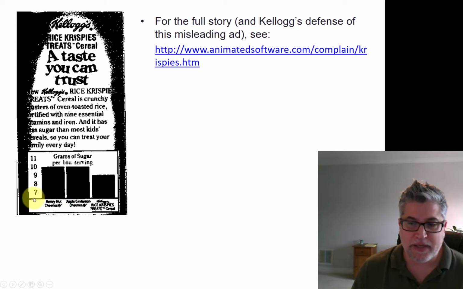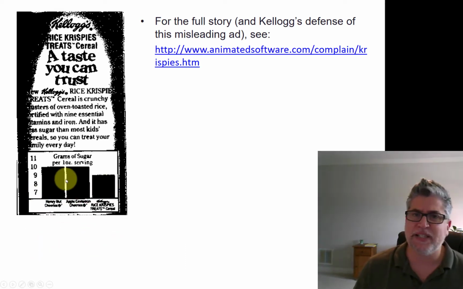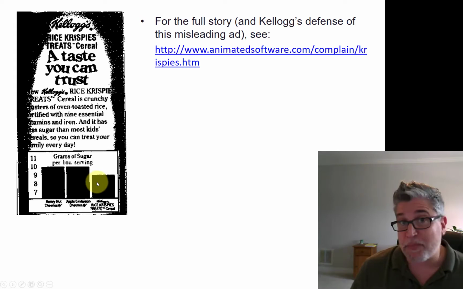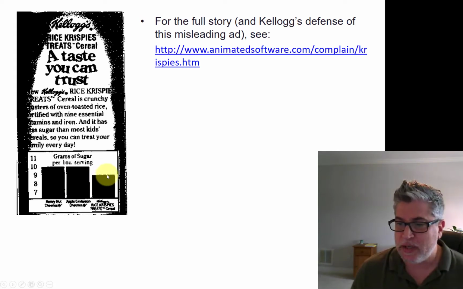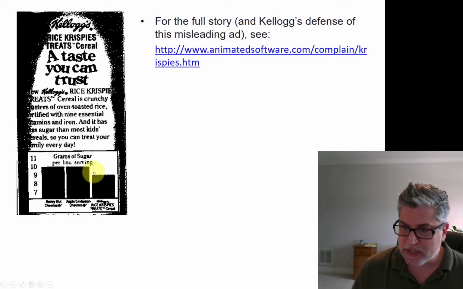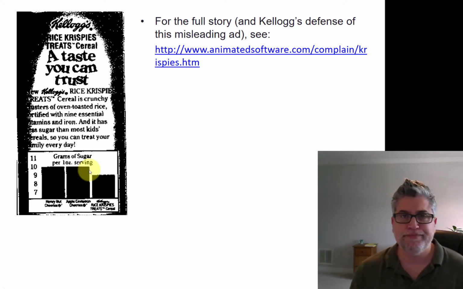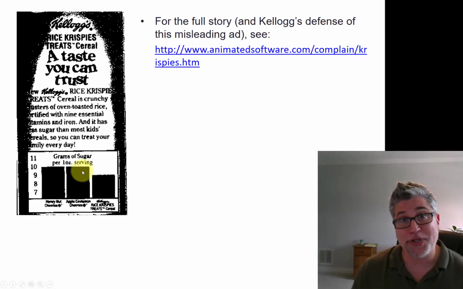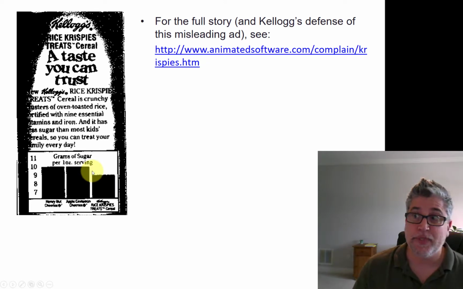Right? They stopped it at 7, not at 0. Had they drawn it all the way to 0, you would have seen that the difference in heights isn't much. But here, percentage-wise, the difference between Rice Krispies and Apple Cinnamon Cheerios, man, that looks like, I don't know, a third, 20, 30% difference. Well, it's not actually, but it sure looks that way. So, Kellogg's.